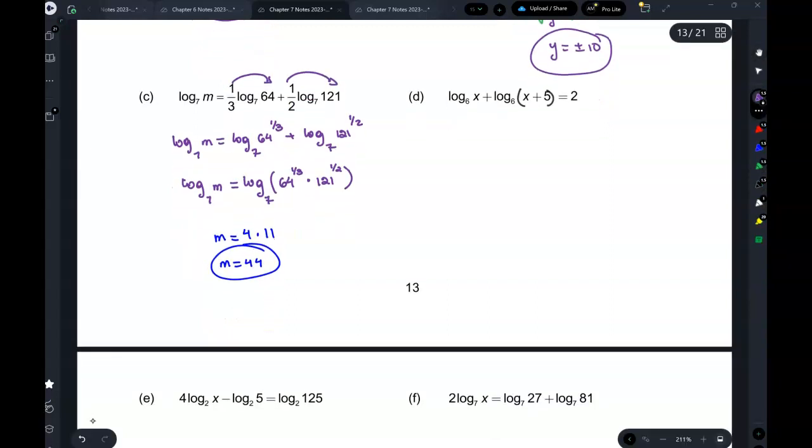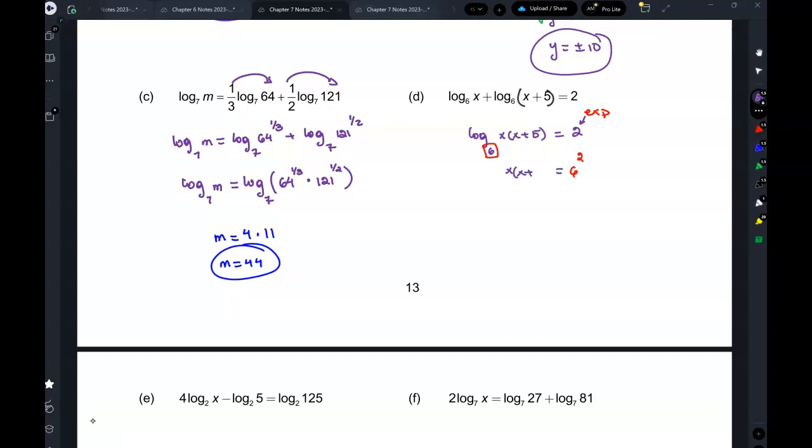Okay, we're going to condense this. So it's going to be log base 6 of x times x plus 5 equal to 2. Now this is a different situation altogether because you only have one logarithm on one side, nothing on the other side. Here we have to use our exponential properties. So remember, the answer to a logarithm is an exponent, and every exponent needs a base. So that means 6 to the power of 2 is equal to x times x plus 5.